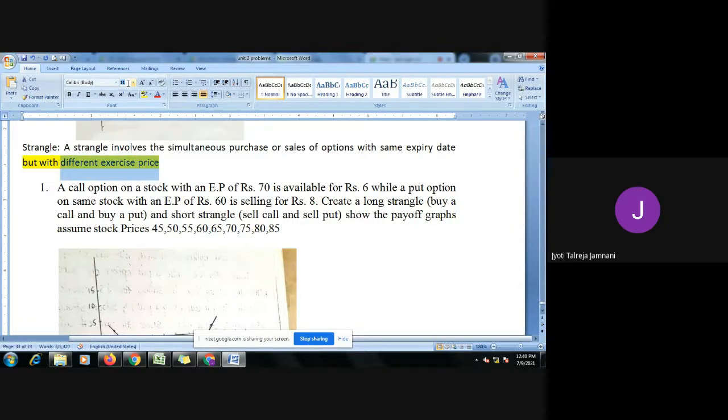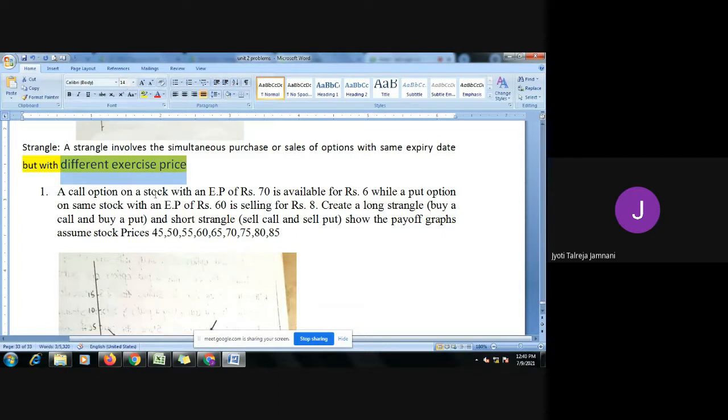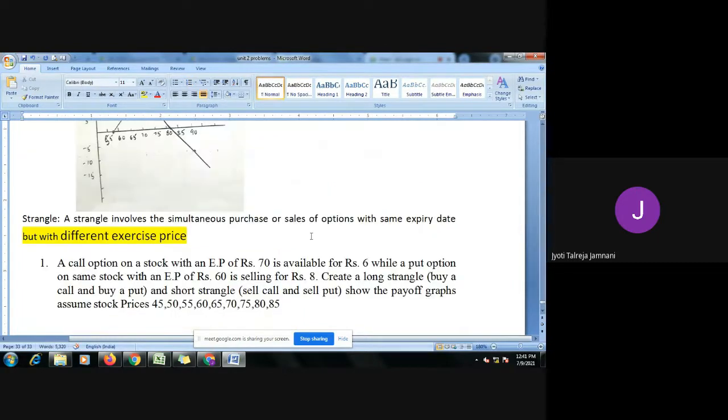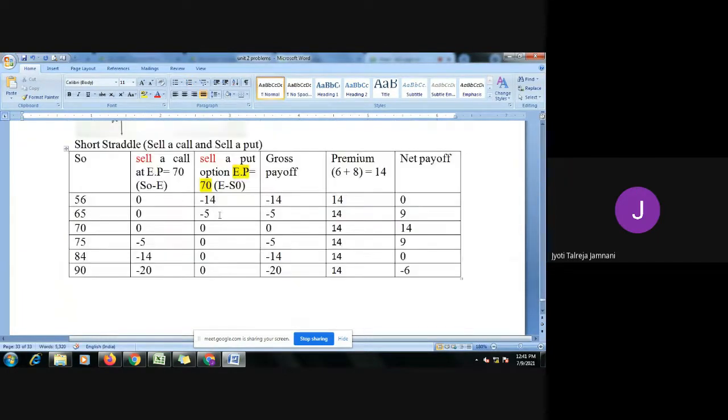There, 70 rupees was the exercise price. So at 70 we bought a call and bought a put, or we sold a call and sold a put. But here the exercise price for each of the options will be different. So that's the difference between a straddle and a strangle. Let's do the first sum. Similarly, we will have again the 6 columns.